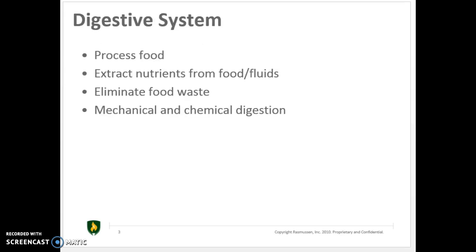Alright, that being said, let's look at the digestive system. We all know that our digestive system is the way our body processes food, but it also extracts the nutrients from that food and then creates the waste, which is then eliminated from our bodies. There's two types of digestion, mechanical and chemical. Mechanical is the actual breakdown of the food, breaking it into smaller chunks, and chemical digestion is using chemicals like enzymes and other digestive juices to break down the molecular structure that is then absorbed into our bodies as nutrients.